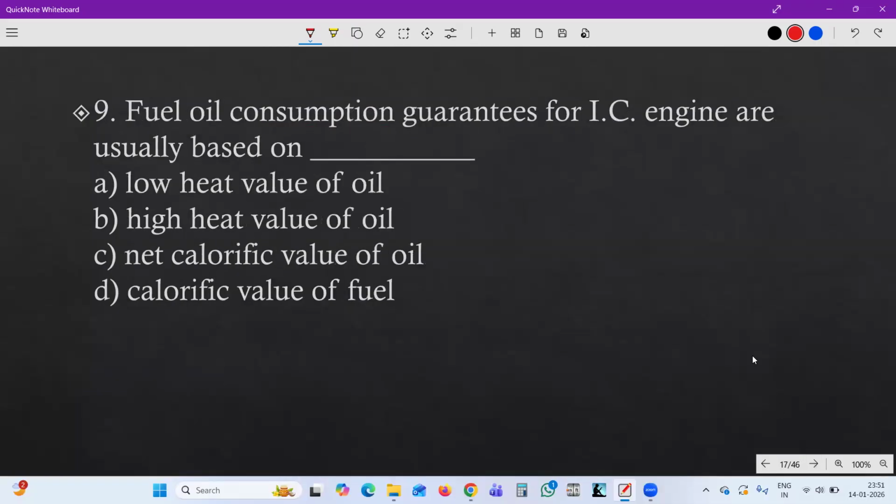Ninth one, the fuel oil consumption guarantee for IC engines is usually based on: A, low heat value of oil, B, high heat value of oil, C, net calorific value, or D, calorific value of fuel. Let's see the answer. It will be B, high heat value of the oil. For an IC engine, the oil consumption guarantee is usually based on the high heat value of the oil.